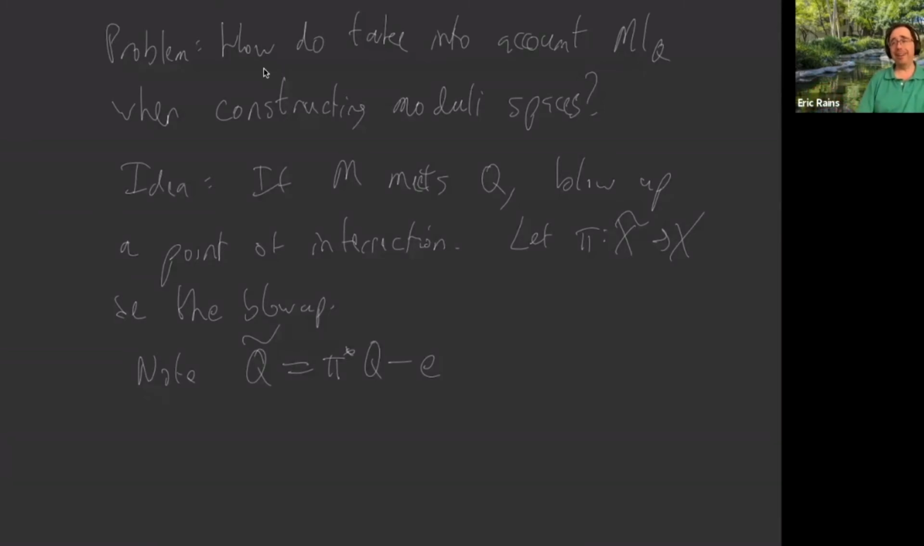Okay, what about M? How do we get it? How do we lift M? Well, it turns out there's a minimal lift M tilde of M, which for various reasons I call pi upper star shriek of M.